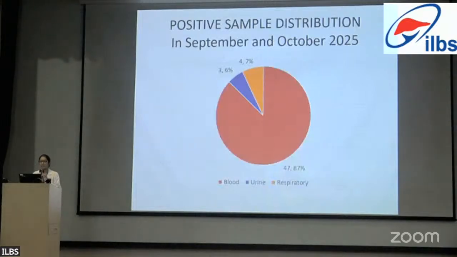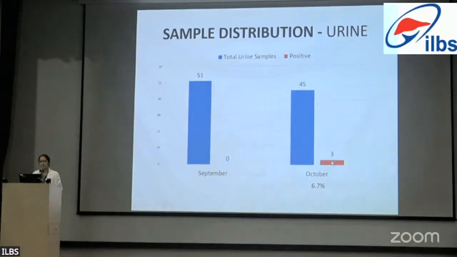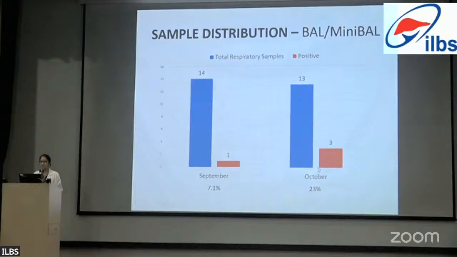So the most common isolates that we received from surgical and transplant ICU were from blood, followed by urine and respiratory samples. Amongst the blood, in the month of September there were 33 positive samples, and in October there were 14 positive samples. Coming to urine, almost no urinary tract pathogens were isolated in September, and in October only 3 of them were isolated.